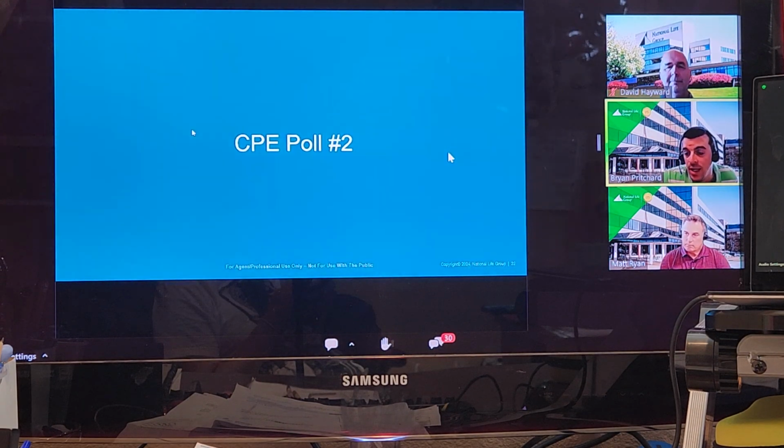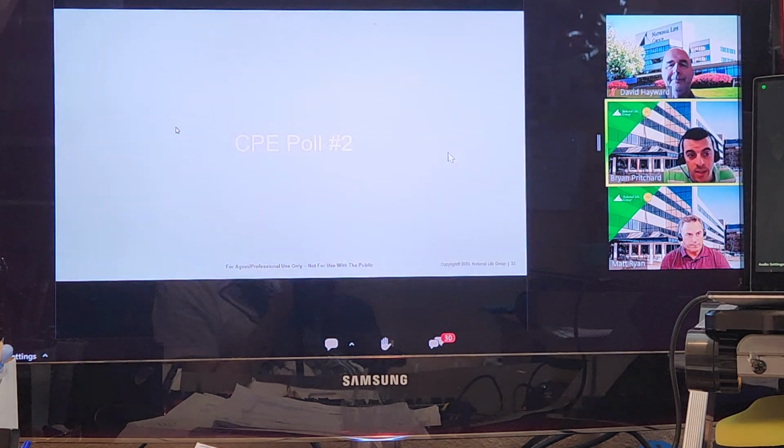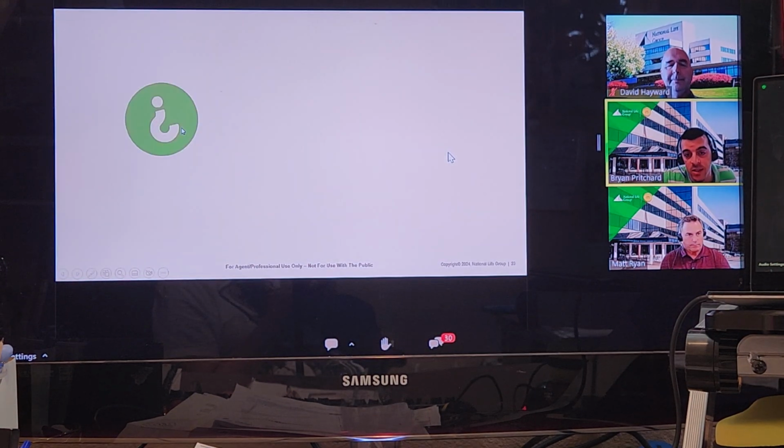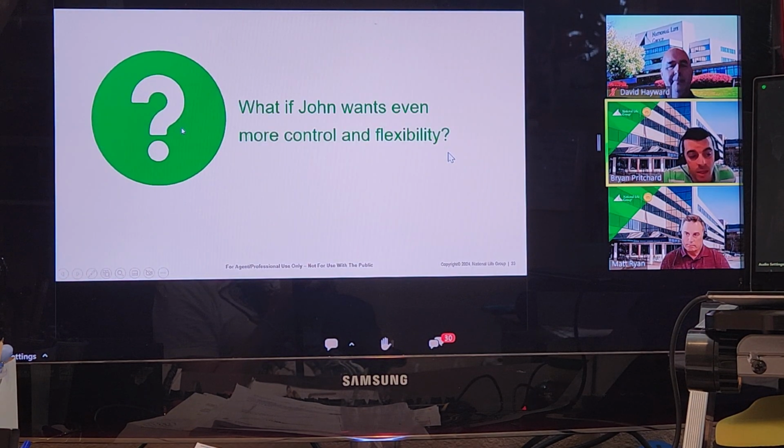So, as Matt mentioned, we just touched on ILITs, we just touched on SLATs, but one of the things that I think often comes up in those conversations is that idea of control, right? What if I want more control?